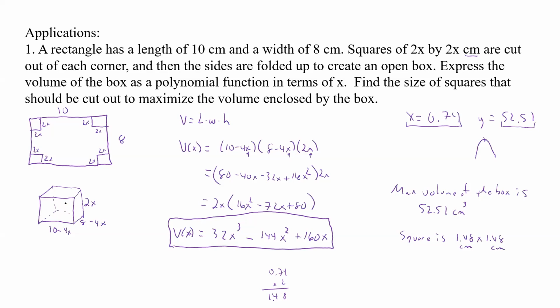So when we fold it up, that's going to give us the maximum volume of the box. So that's our maximum volume. That's the size of the squares, and that's our polynomial function in terms of x. And so using our calculator, we got this whole part on the right. The stuff on the left we had to calculate all by hand, and then we were able to use technology to give us the final values over here. Good. Any questions on that?